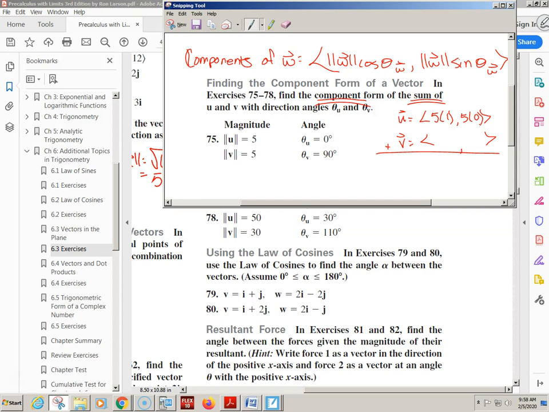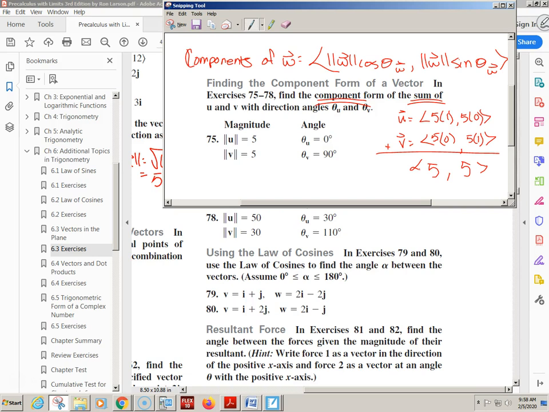And for V, now I'm going to 90 degrees, still magnitude of 5. Cosine of 90 is now 0. Sine of 90 for the vertical is now 1. So I have 5 plus 0 is 5, and I have 0 plus 5 is 5. This one just said find a component form so we can be done.